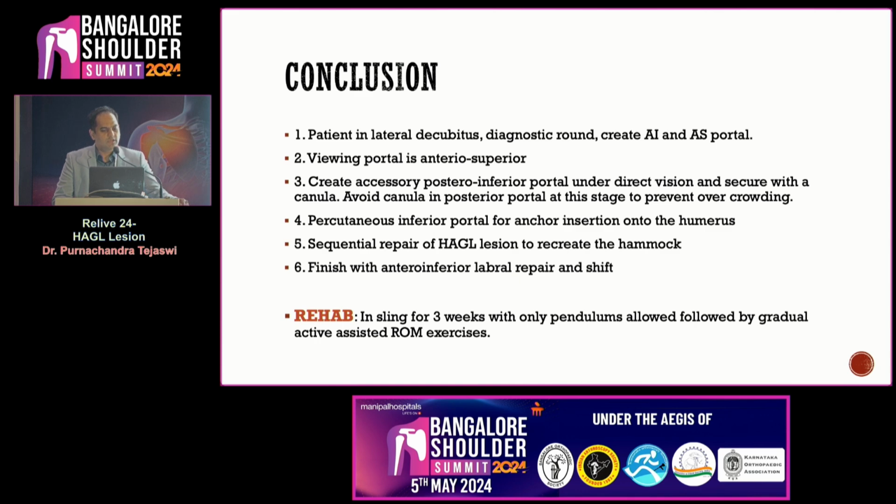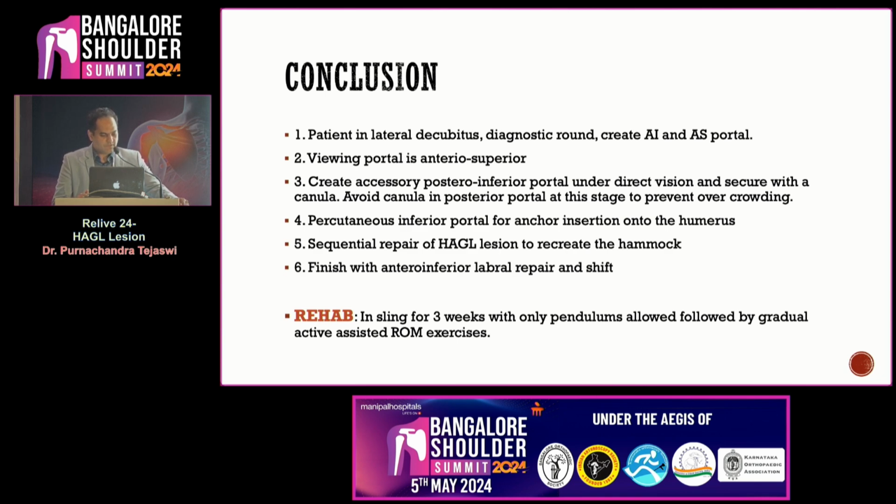So in conclusion: patient in lateral decubitus, diagnostic round, create your anterior-inferior and anterior-superior portals, then shift your scope to the anterior-superior portal, which is the viewing portal. Then create your accessory posterior-inferior portal under direct vision and secure a cannula, avoiding two cannulas posteriorly to avoid overcrowding. Then a percutaneous inferior portal, further down from the anterior-inferior portal, is created for direct anchor insertion. Then sequential repair of the HAGL lesion, with the goal to recreate the hammock. Finish with anterolabral repair if required, or any other concomitant lesions.